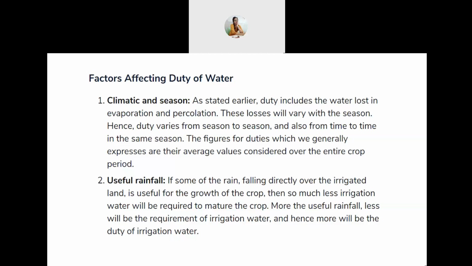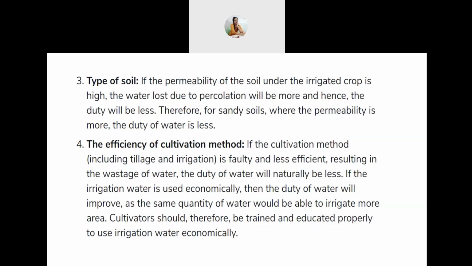Second is useful rainfall. If some of the rain falling directly over the irrigated land is useful for the growth of the crop, then so much less irrigation water will be required to mature the crop. More the useful rainfall, less will be the requirement of irrigation water, and hence more will be the duty of irrigation water.